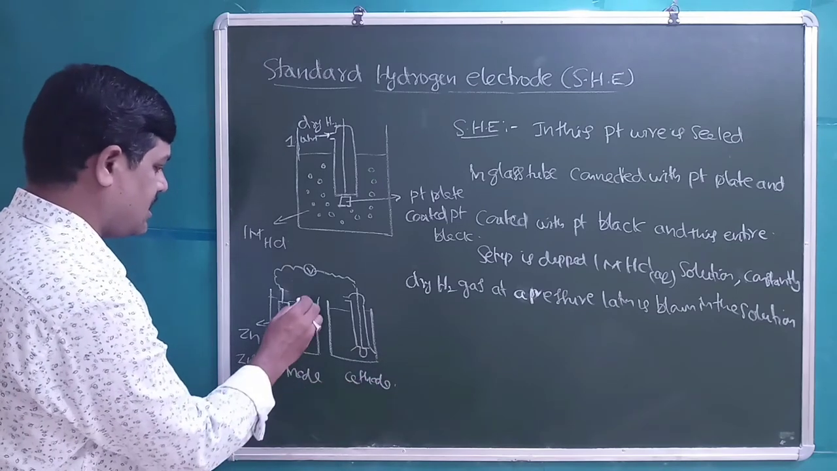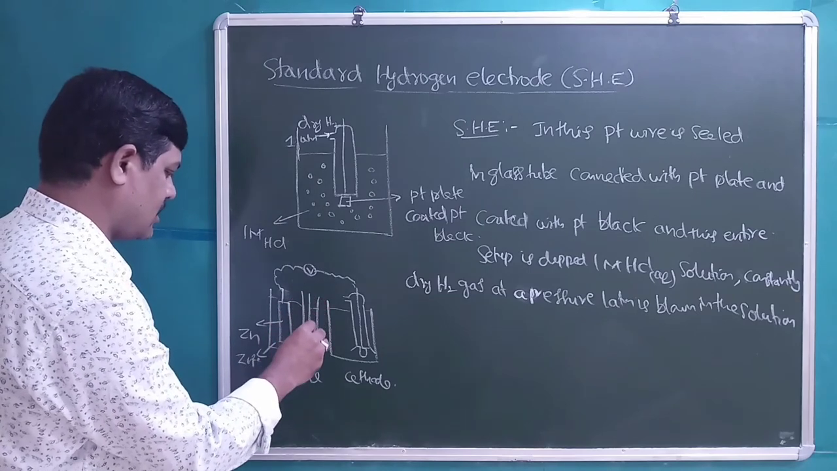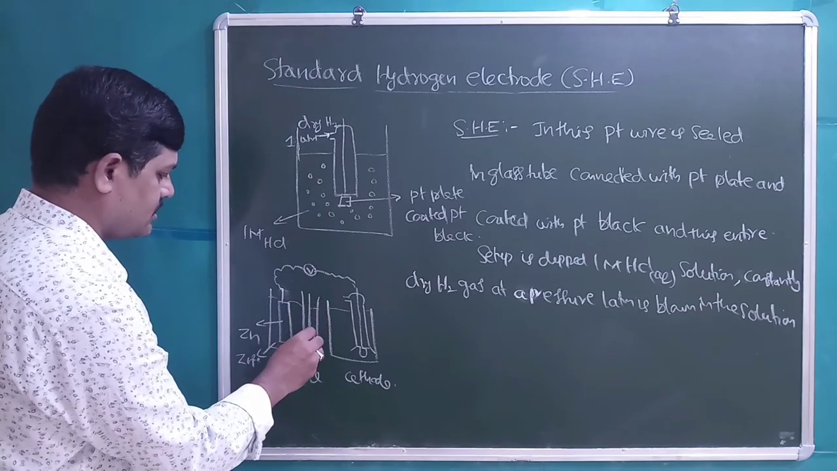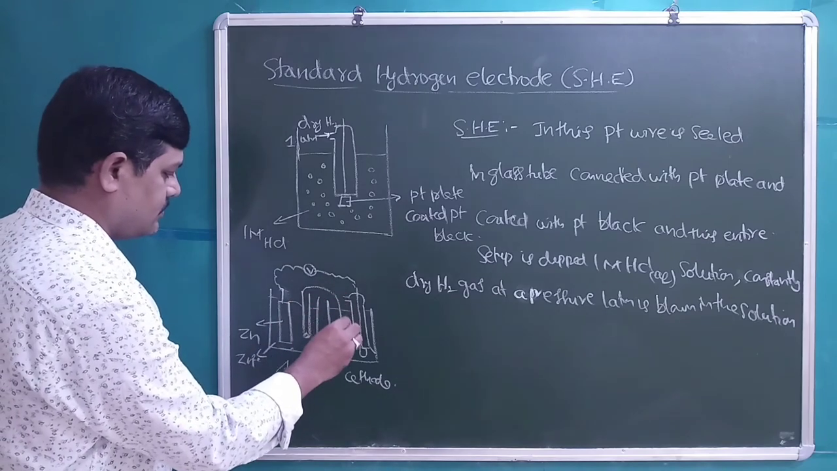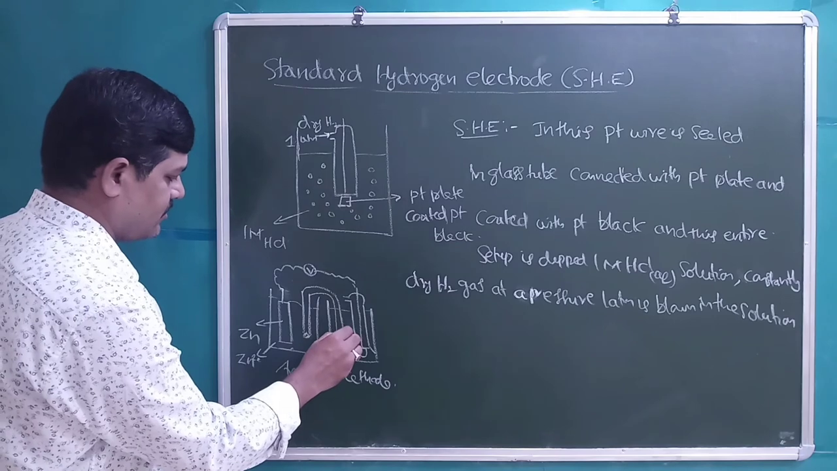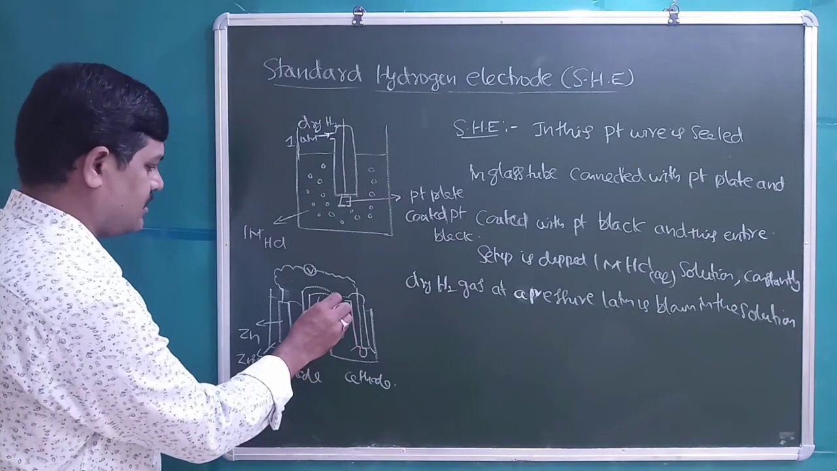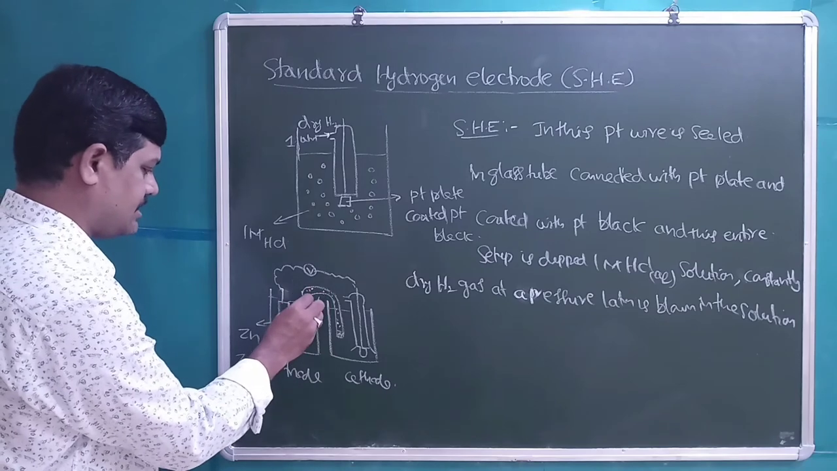Then students, here a salt bridge is definitely needed, otherwise no current will flow. This is a salt bridge, which will complete the inner circuit and maintain the electrical neutrality of the cell.